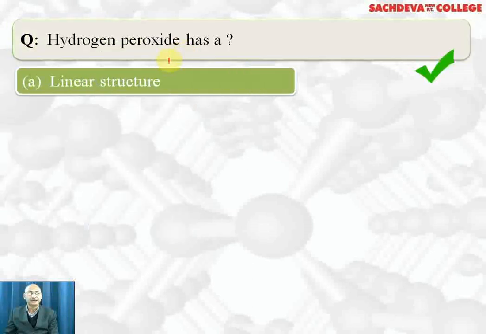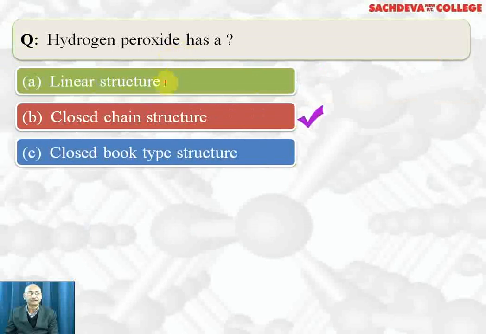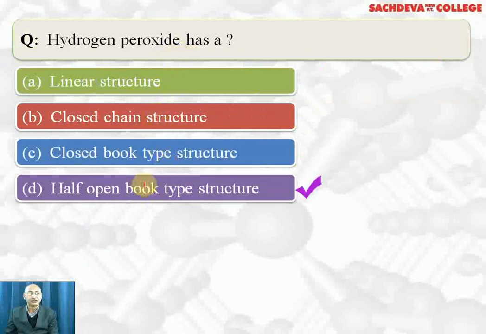Hydrogen peroxide has linear structure, closed chain structure, closed book structure, half open book structure. Correct answer is D part. It has half open book structure.